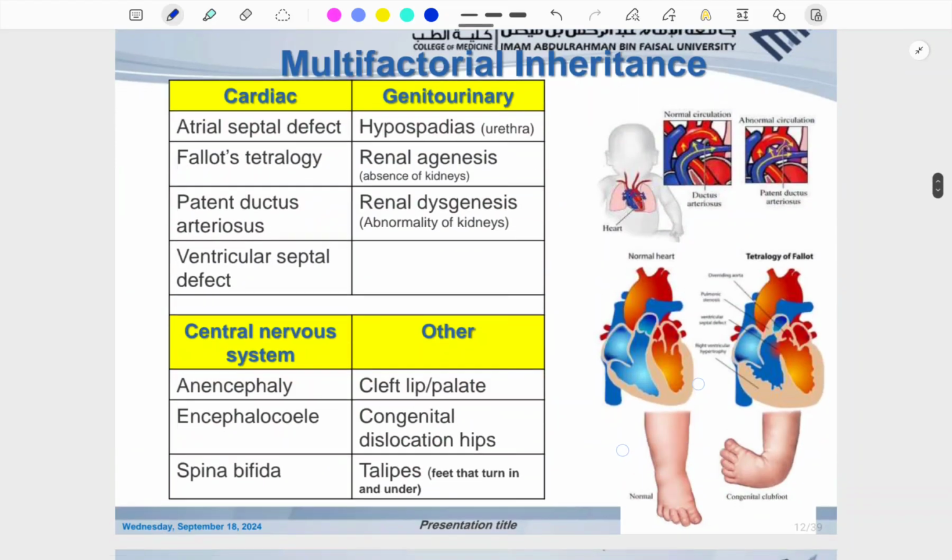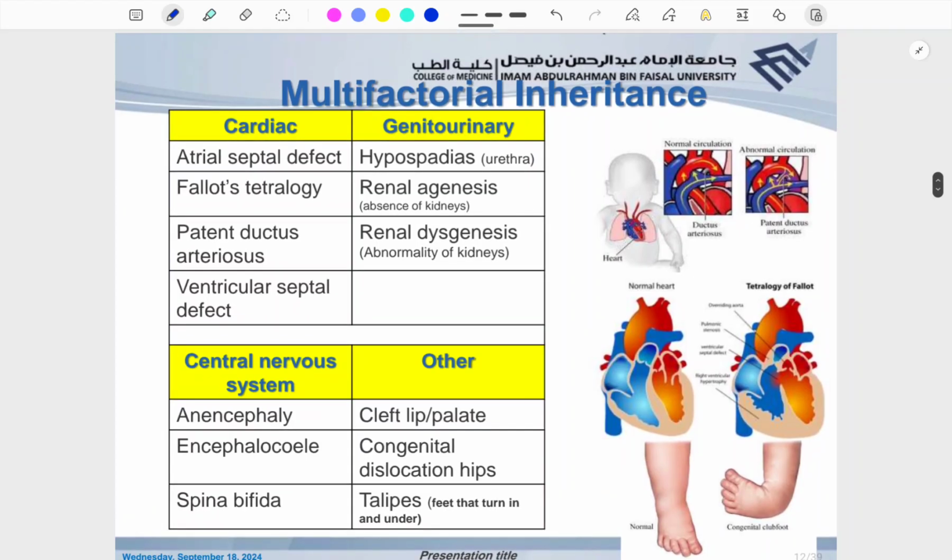Multifactorial disorders, these are examples. I'm not going to ask you to learn them all, but at least learn two of each kind. Just a name, you know? Even if you don't know what it is, it doesn't matter to me, except the one which I am explaining. You need to know some of the names there.